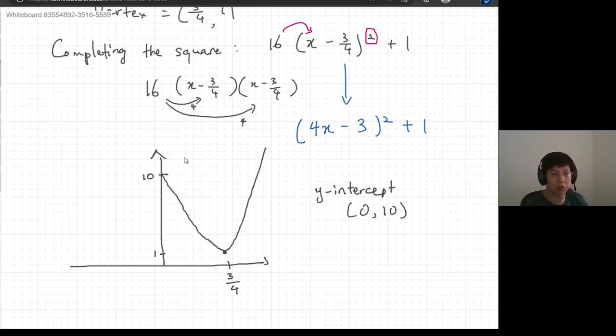Then I draw the curve according to the shape, making sure that it's symmetrical across my vertex. So you don't have to draw this dotted line, but the point is that you have to have it symmetrical across that. And there you have it. That's how to do completing the square and sketching the graph from it.